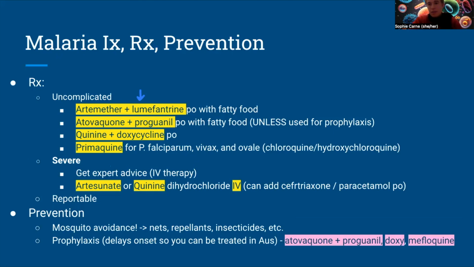Prevention is key in malaria, so avoiding mosquito bites in the first place, using nets, repellents, insecticides, like long clothing, things like that. You can also take prophylaxis. This doesn't actually prevent the malaria infection, it just delays the onset so that you can get back to the country to be treated before it gets bad. So they use these combinations, so atovaquone, Proguanil, doxycycline, mefloquine.